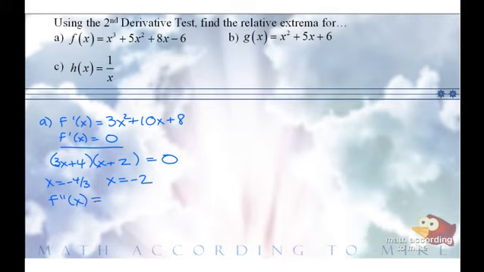What is the second derivative? 6x plus 10. So now you just plug in the numbers that make the first derivative 0 into the second derivative. So we'll do f double prime of negative 4/3. We do not care what the value is. We only care about its sign. So 6 times negative 4/3 plus 10 is.